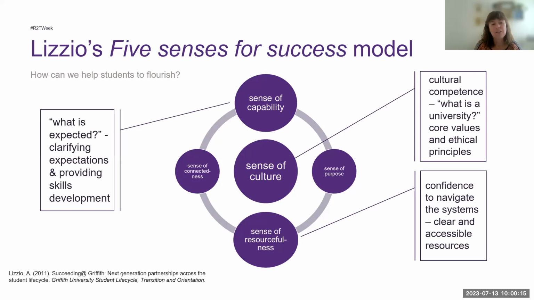And then the third major area is the sense of capability. So allowing students to know what is expected of them and providing development of the skills so that they become capable and are able to achieve what they need to achieve. And then from those core three, we get the sense of connectedness and the sense of purpose as students start to develop and grow.